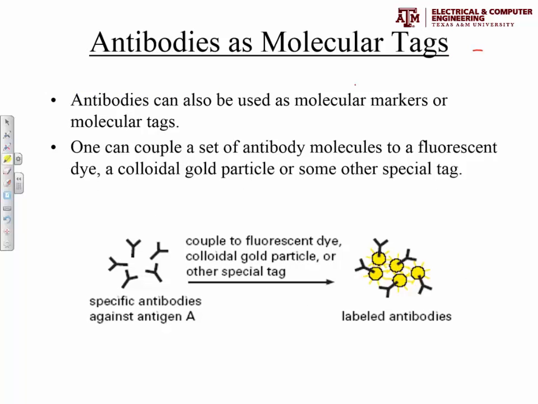Now antibodies can also be used as molecular tags or molecular markers. For example, one could couple a set of antibody molecules to a fluorescent dye, to some color, or colloidal gold particle or some other special tag. So if you have these antibodies that have had this tag inserted on them, then you'll be able to track what is happening to those antibodies.